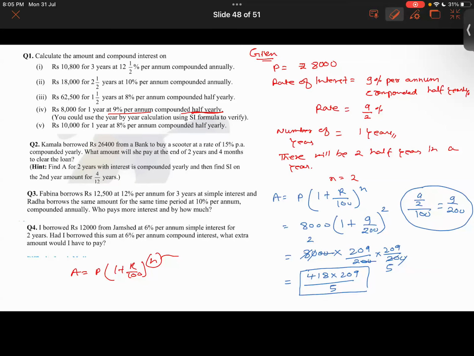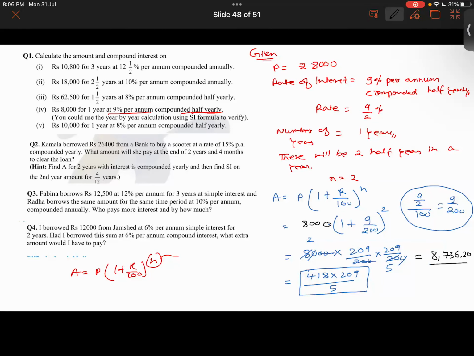I guess we have made some mistake in the solution. It's 8,000 multiplied by 209 upon 202 times. Okay. So upon solving, you will be getting the value 8,736.20. And your value was? Sir, I got 7. No, this is a slight mistake. I guess you must have made some mistake in the solution. You see, the answer we will be getting is this here. That is the amount.